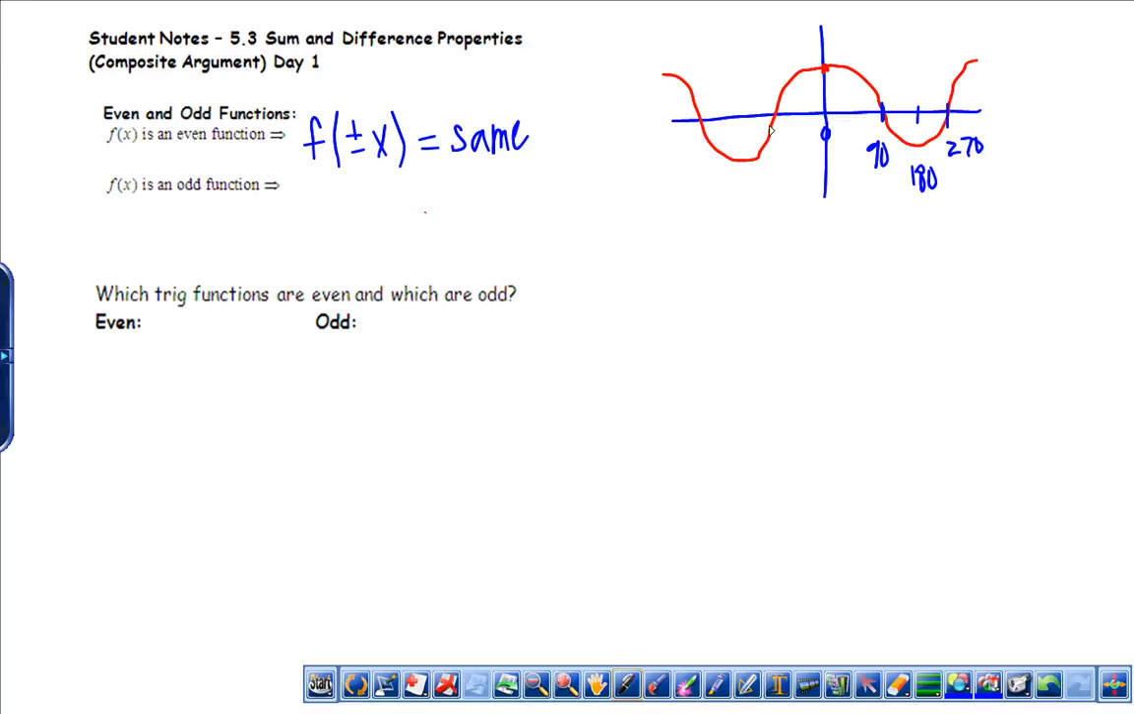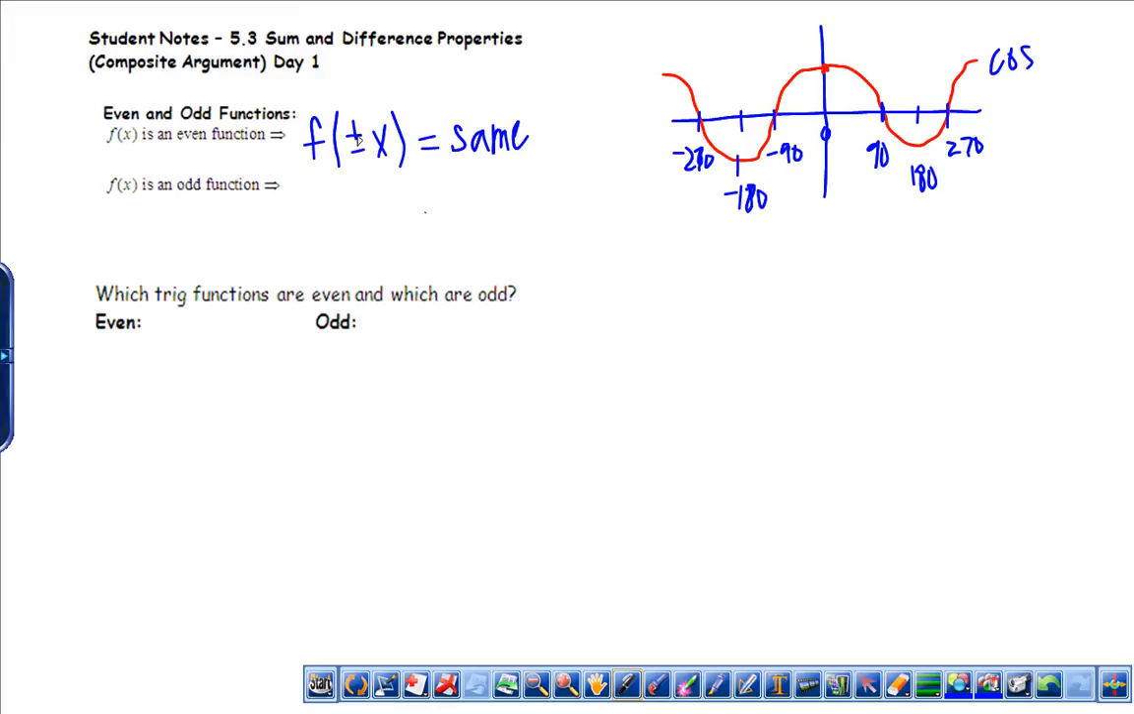So of course this is 0. This is going to be negative 90, negative 180. Oops, I don't know why I put that there. And this is negative 270. Okay, so this is the cosine.